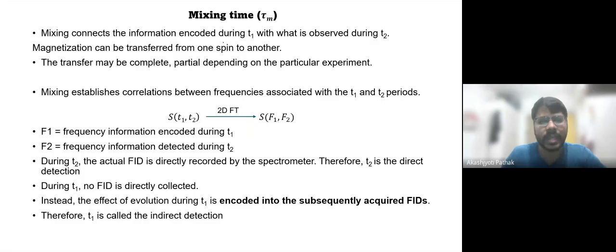So mixing connects the information encoded during T1 with what is observed during T2. Okay, so it is connecting the T1 with the T2. So the magnetization can be transferred from one spin to another spin. So during that mixing time period tau m, what will happen? The magnetization transfer can either be complete or it can be partial. So we had seen some of this concept in the NOE that we were discussing last week.